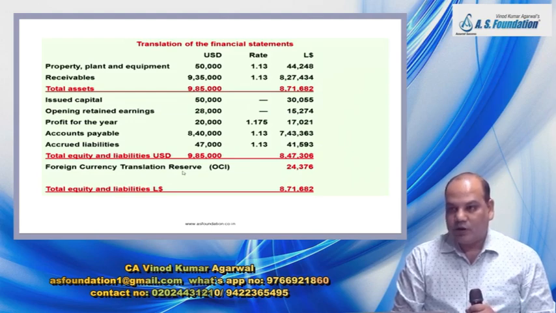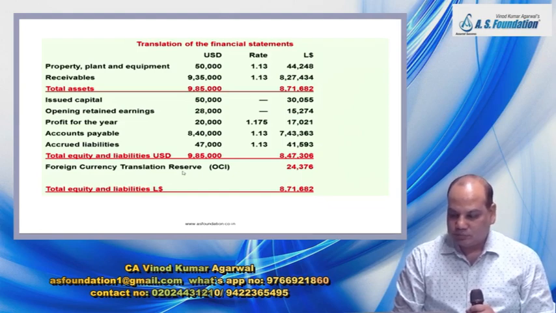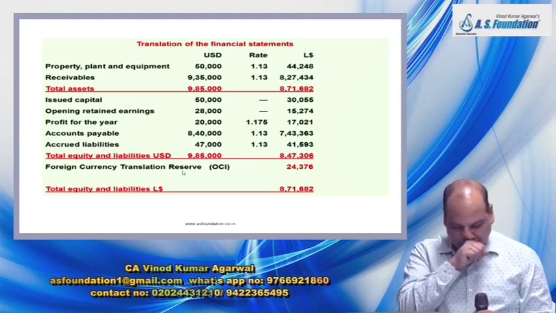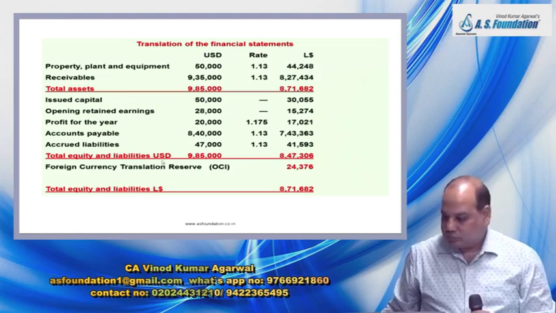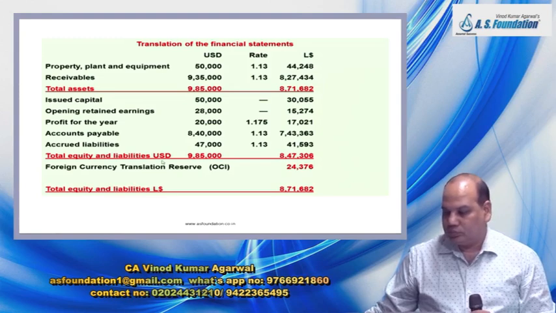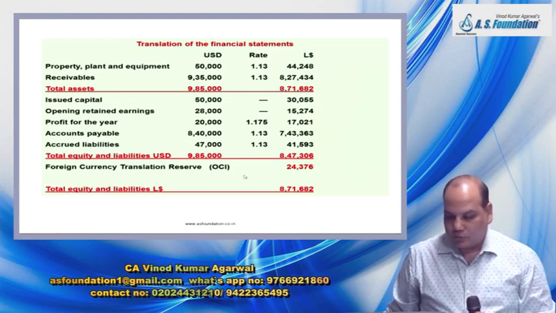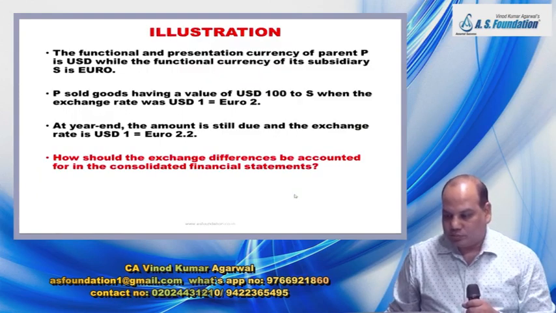What is the balancing figure FCTR? OCI 24376. Total $871,682.